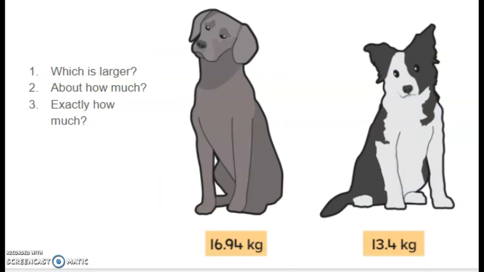Okay, so now let's look at these. Let's say that we're going to find the difference between the weights of these two dogs. And here we have their weights in kilograms. Remember, this kg back here, that just means kilograms. That's just a unit, so we don't really need that information to add and subtract. It's just a unit to help us understand the situation of the problem.